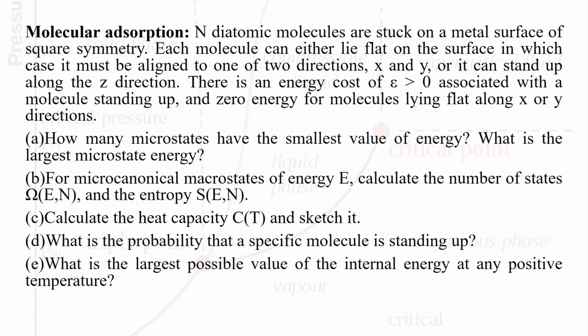Okay, so in this problem, the phenomenon of molecular adsorption is being considered. Molecular adsorption is basically the situation where molecules stick to a metal surface, and the molecules have a finite size. For example, we think of a diatomic molecule which has 2 atoms and a bond length in between. You can stick a molecule to the metal surface in one of 3 ways, so let me draw a picture of that.